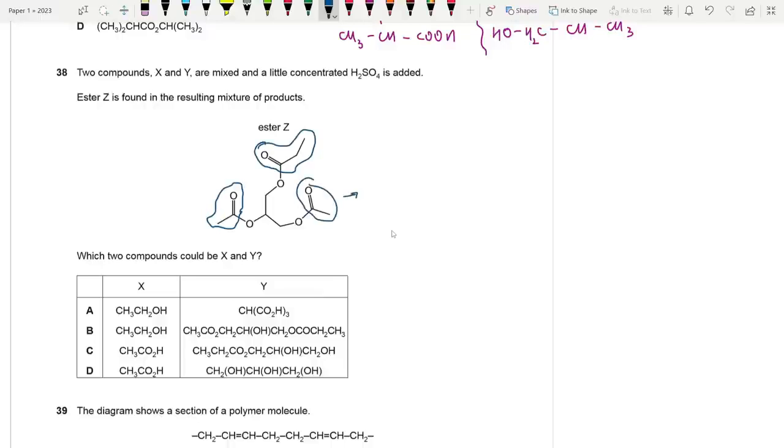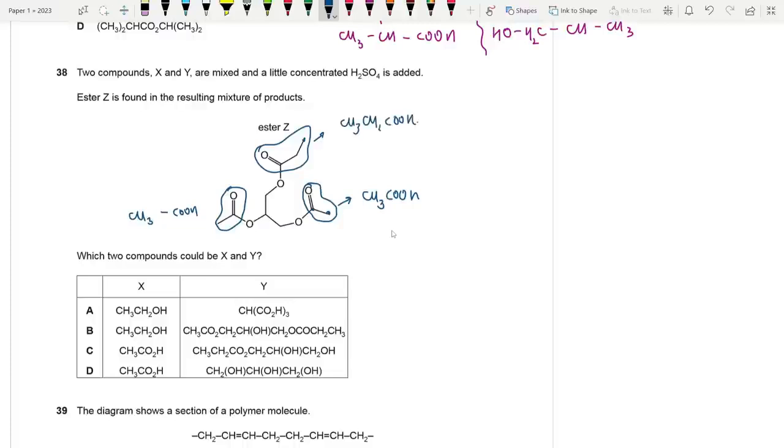This one is methanoic acid, which is HCOOH. This one is also methanoic acid, which is HCOOH. Sorry, this isn't methanoic acid. My bad, guys. Since it has two carbons, 1, 2, it's actually ethanoic acid. Ethanoic acid, and this is 1, 2, 3 propanoic acid. So this is CH3COOH. Similarly, this is also CH3COOH, and on the top over here we have CH3CH2COOH. Okay.